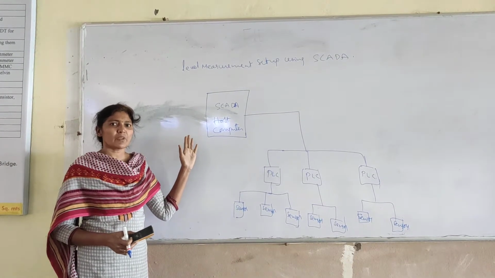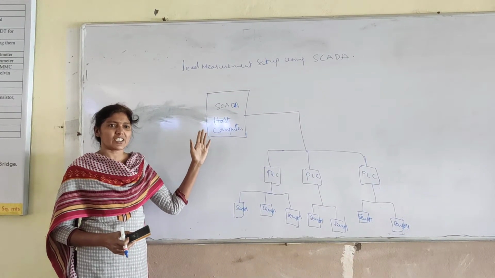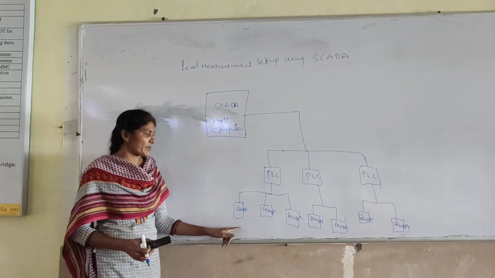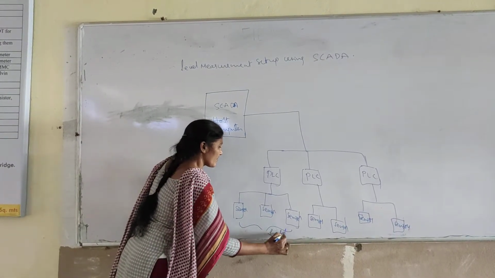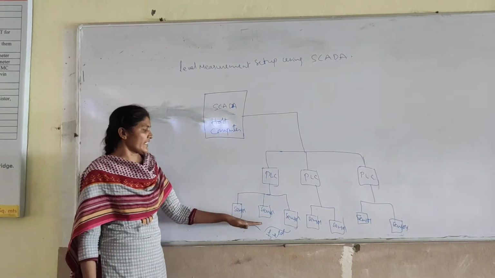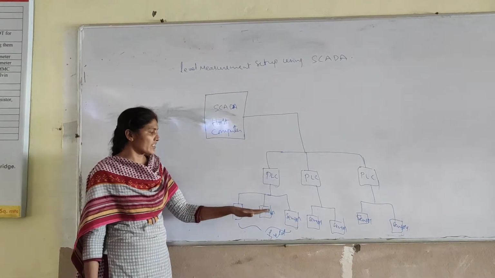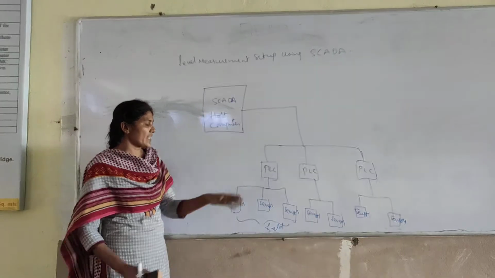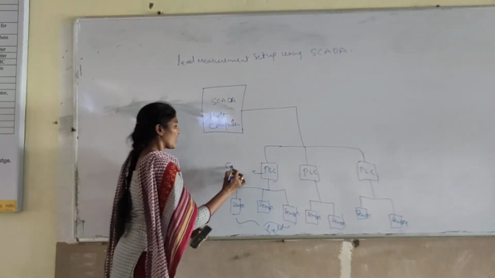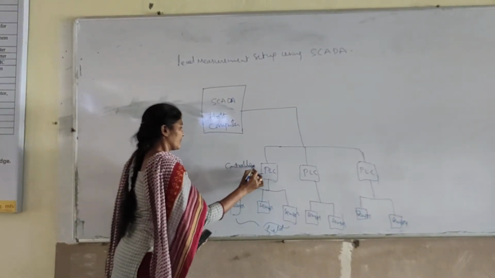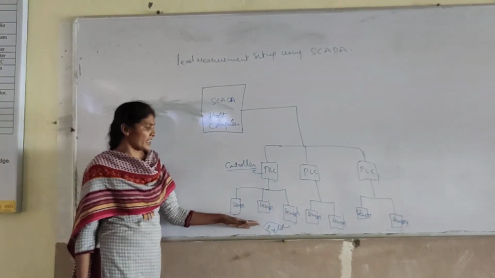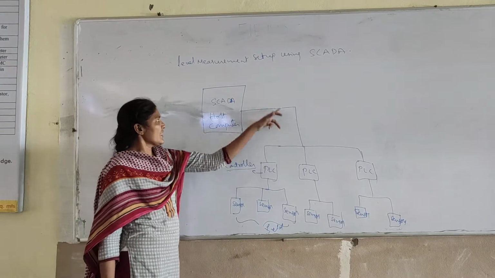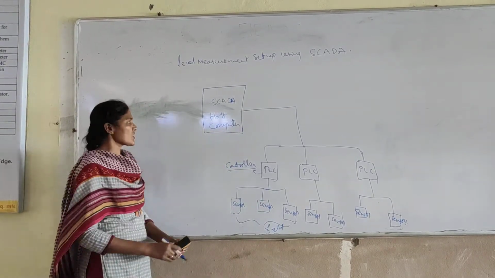SCADA means supervisory control and data acquisition. That means it acquires the data from the field. So this is called the field. It acquires the data from the field through a sensor and gives the signals to the PLC. PLC is a controller, which controls the entire field information and field instruments, and it gives the signal to the SCADA, that is the host computer.